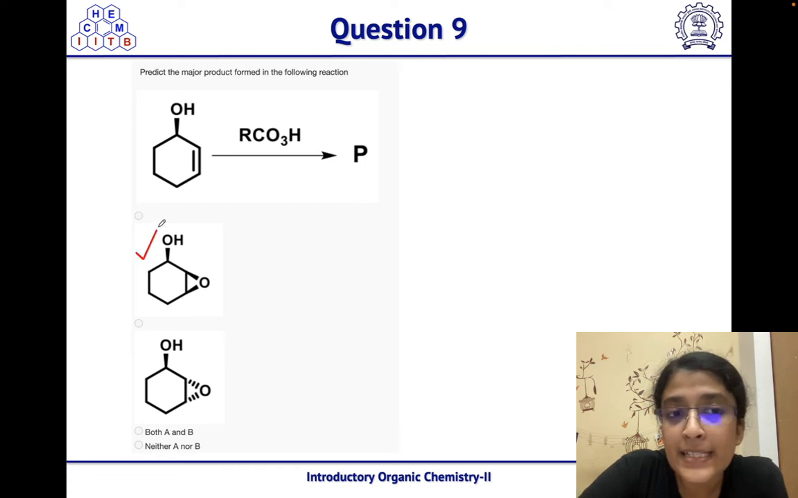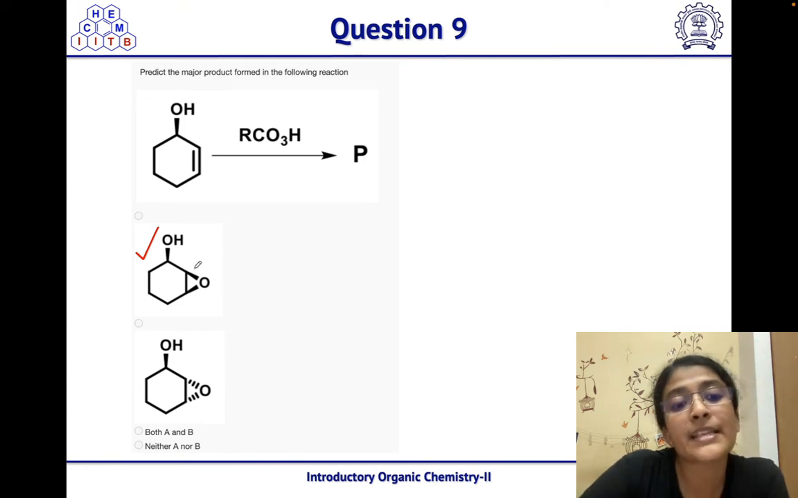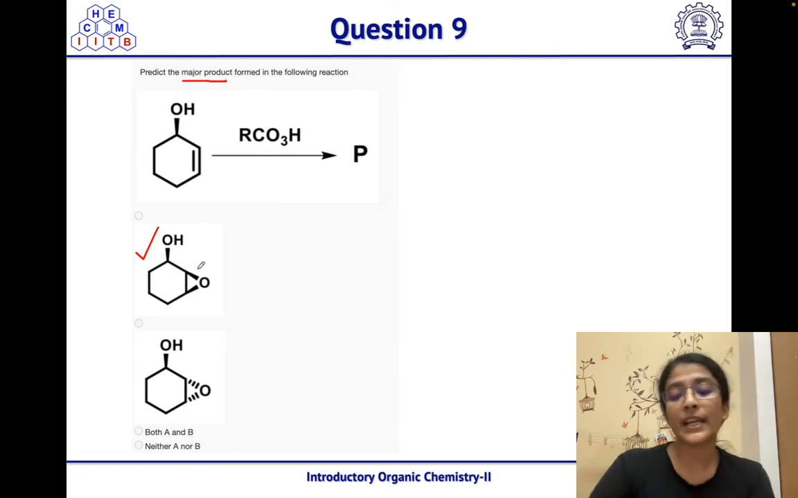This is the right answer, right? Option A. Because here alcohol is there, and alcohol can form hydrogen bonding with this peracid, and it will direct the peracid to attack from this above face only. So epoxidation will take place from the above face, and we will get this as the major product. We will get this product as a minor product as well, but since our question is what is the major product, this will be the right answer.